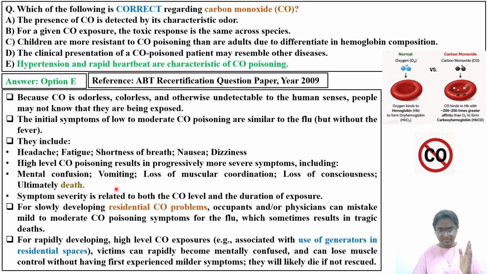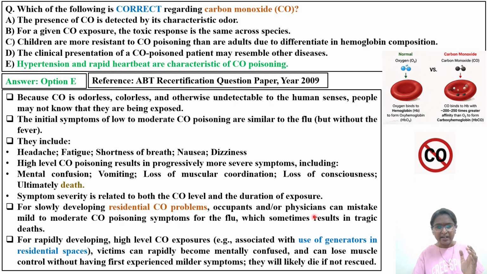Okay. So symptom severity is related to both carbon monoxide level as well as the duration of exposure. Is it acute exposure or chronic exposure? That is also going to differentiate. Next, we'll see two things. For slowly developing residential carbon monoxide problems, in the next slide we will see the different ways through which a carbon monoxide accident might occur and a person can be exposed to carbon monoxide poisoning. So the residential carbon monoxide problem is what happens in the case of generators or heaters, where this carbon monoxide gas will be released.